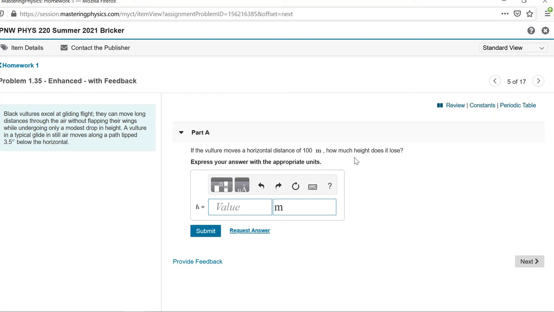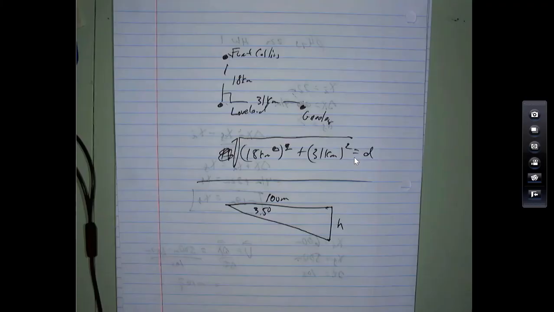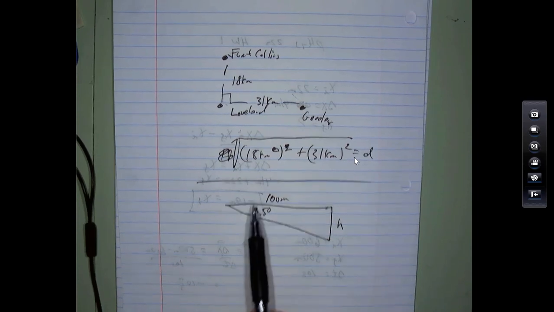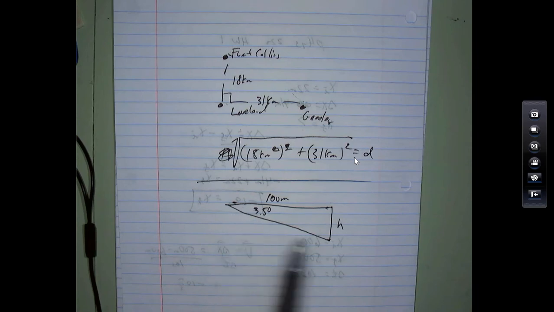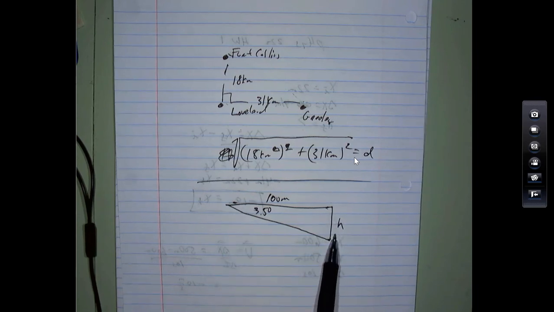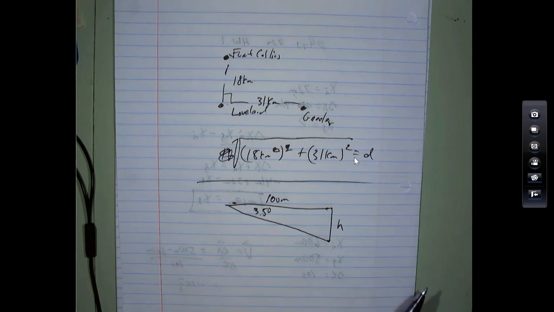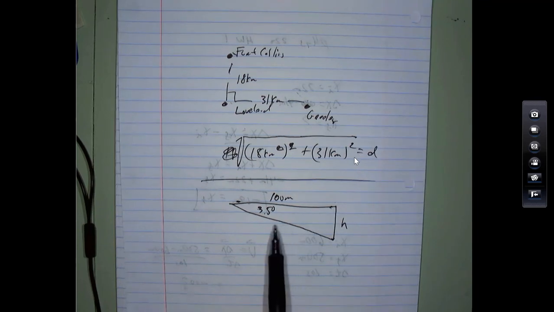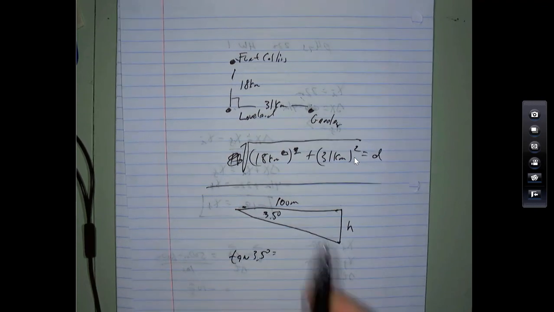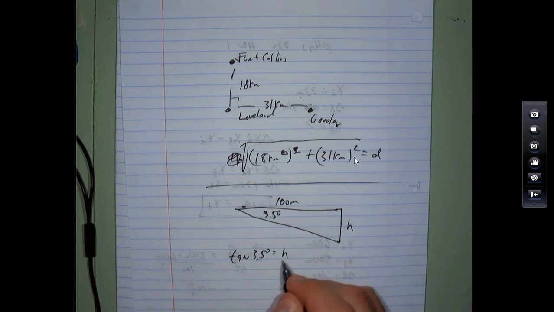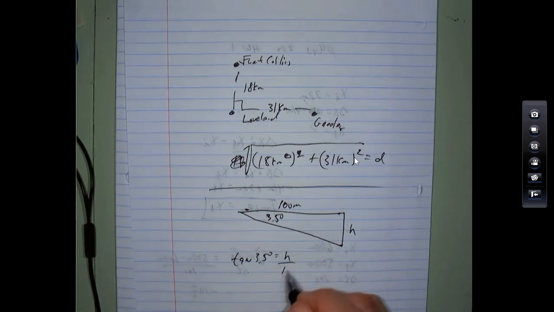Okay, let's take a look at this. We definitely need a picture for this one. So here's a picture of this scenario. 100 meters horizontal, 3.5 degrees. How far down did we dip when this happened? So review sine, cosine, tangent, all of those. Look, here we have this picture. The tangent of 3.5 degrees is the opposite side, h, over the adjacent side, 100 meters.